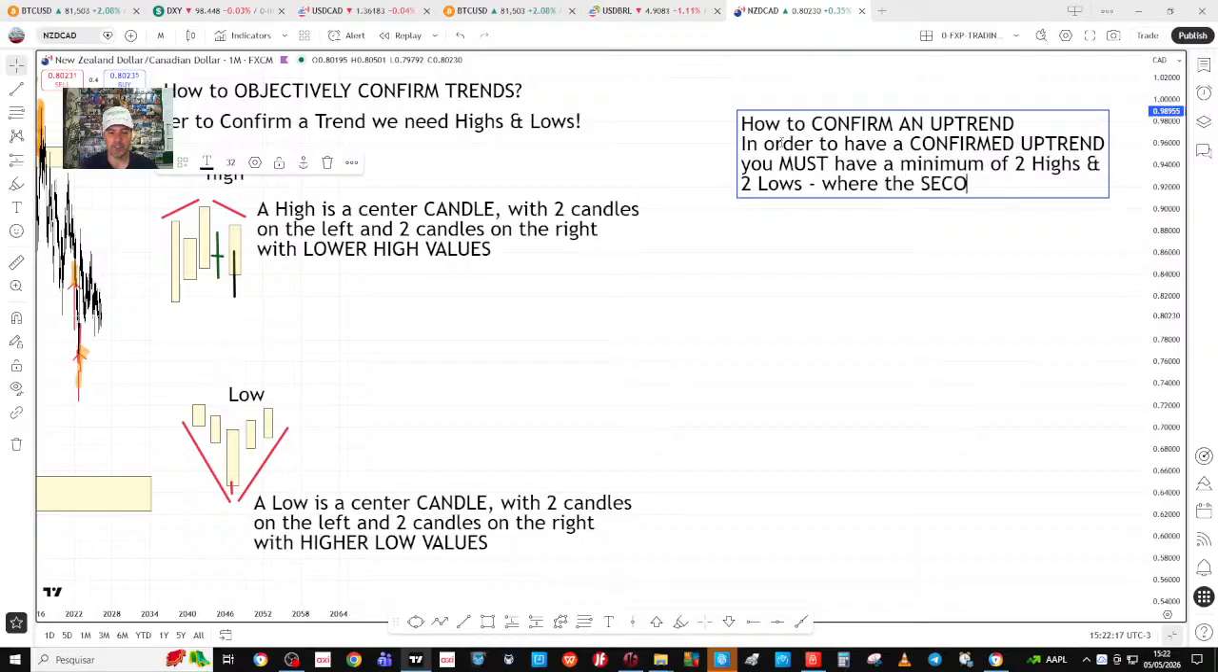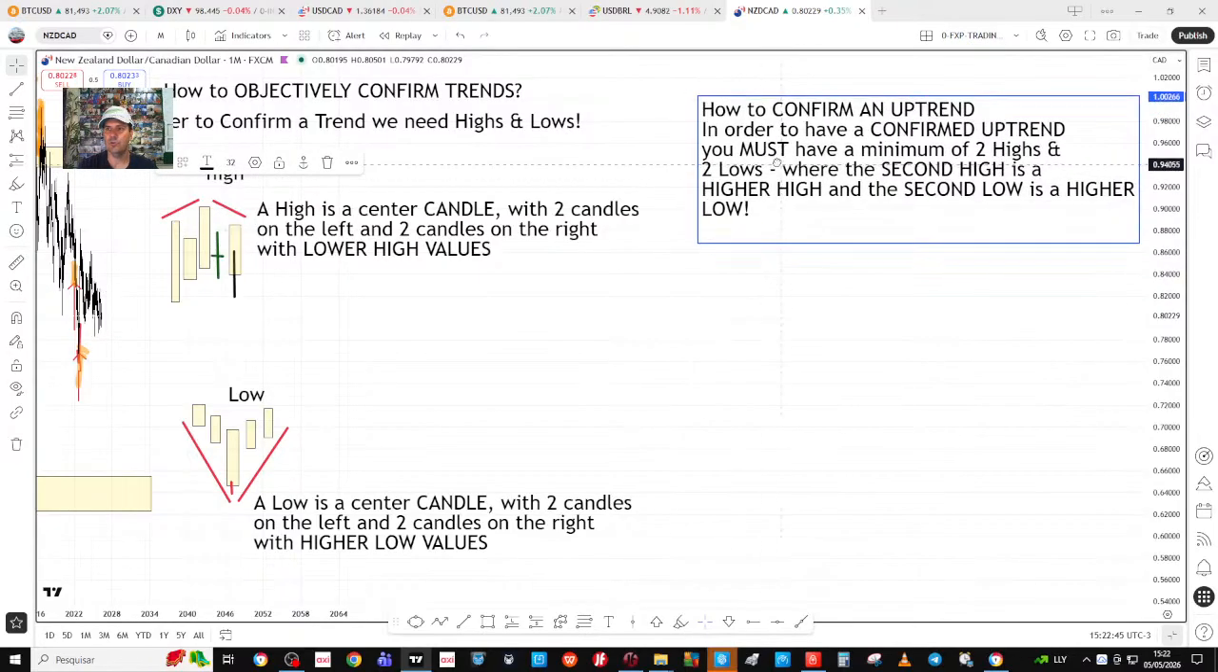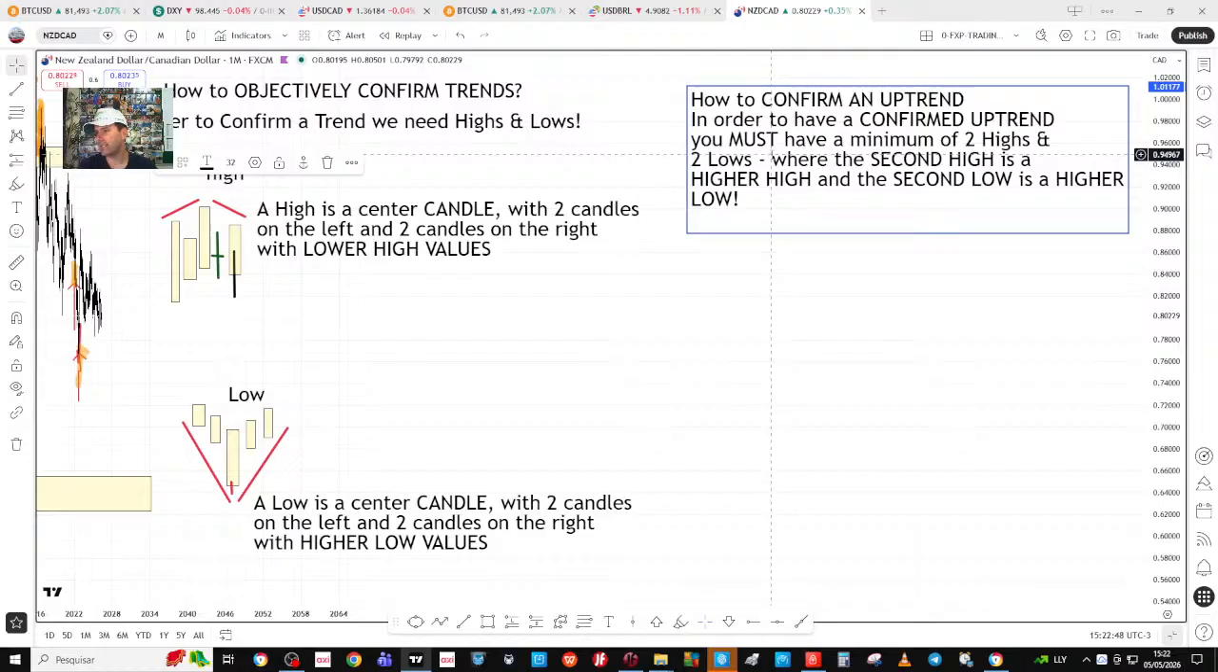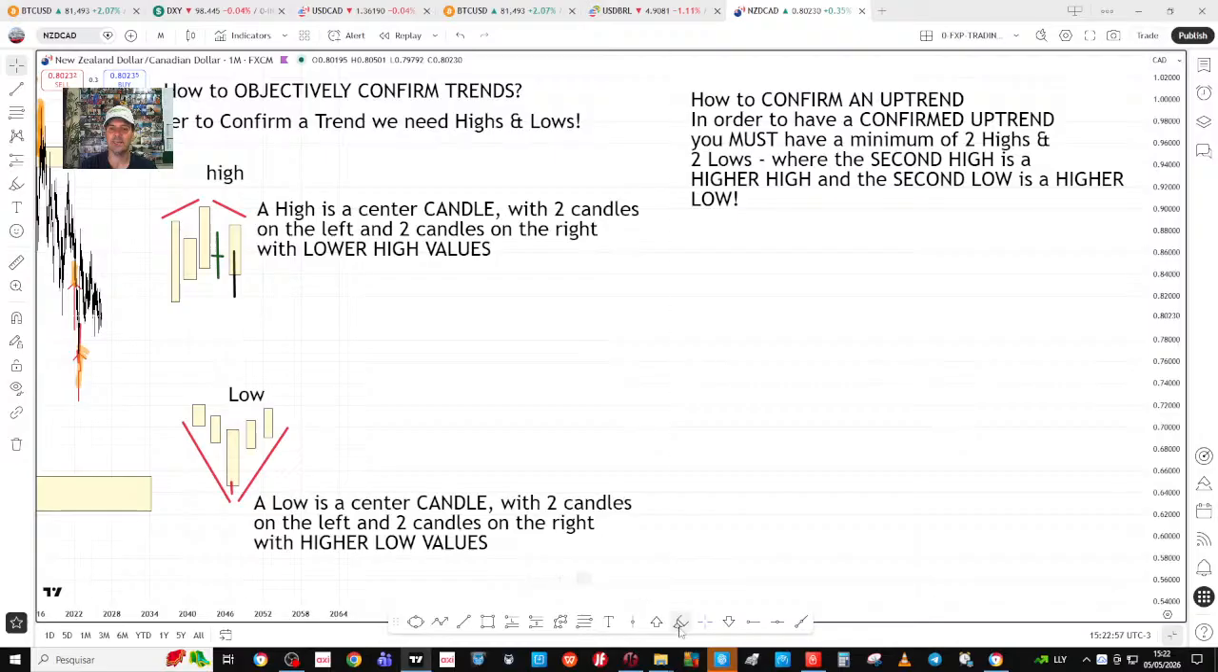where the second high is a higher high and the second low is a higher low. Everybody? Those are the rules. Forex course 101, lesson number 2, highs and lows and trends. Okay, how to confirm an uptrend. In order to have a confirmed uptrend, you must have, everybody.